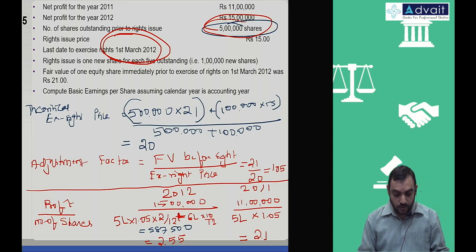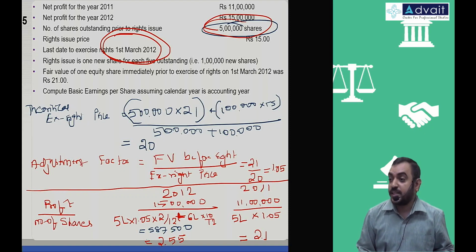Again, these were all there in your IPCC level: bonus shares, right shares, convertible debentures, and so on. Okay, so this is question number 5.